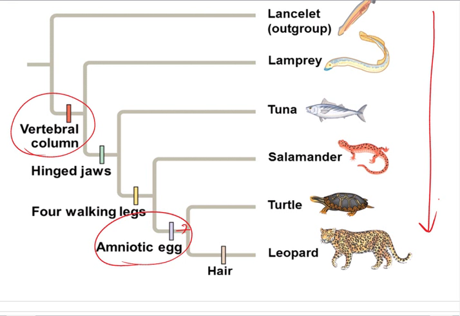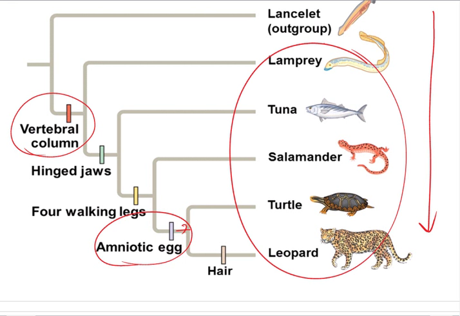How do I know that? Because lampreys, tuna, salamanders, turtles, leopards, all of these guys have a single ancestor in common after they split from the lancelets. So where the vertebral column is circled, that represents the ancestral group that all of these guys share. So the differences between them and lancelets were established at this branch point right here. When that group diverged, the degrees of relationship were established.